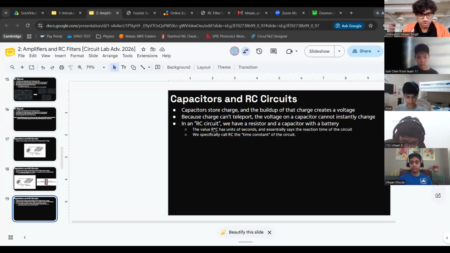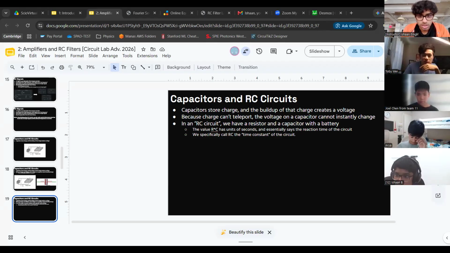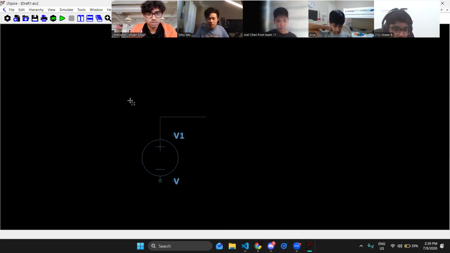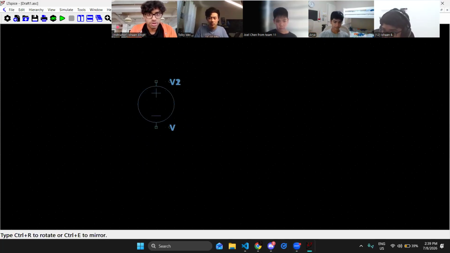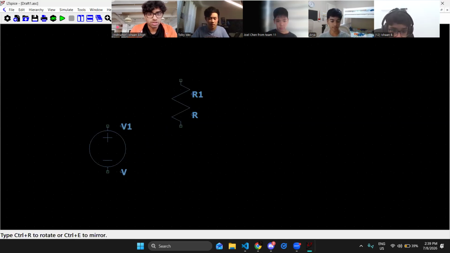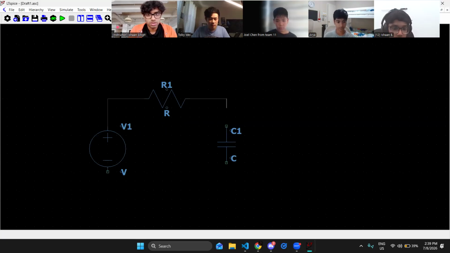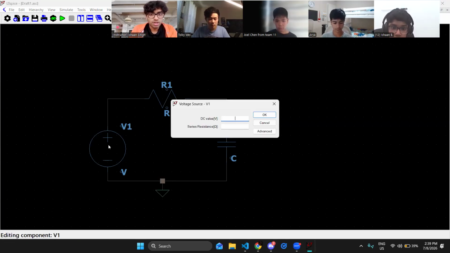That's okay. I'm going to put a battery down. I'm going to put a wire, capacitor. Oh, we can't see the LTSpice. Thank you. So I'll just start again. Okay. So I'm going to put a battery down. I'm going to put a resistor, a capacitor, a wire. And then ground. Okay. Then I'm going to go to this battery, right click on it, and press advanced.